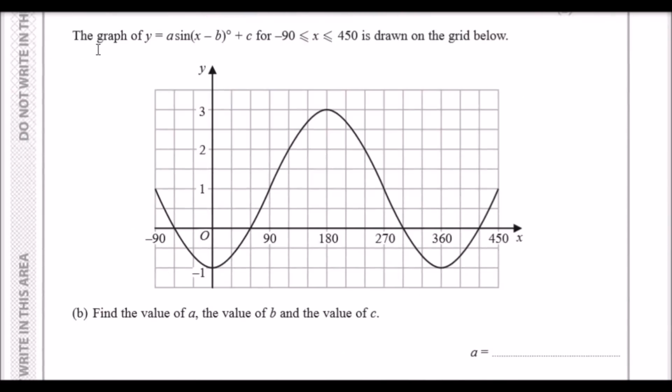Okay, so the graph of y equals a sine(x minus b) plus c for this given curve is drawn in the grid below. And here they want us to find the values of a, b, and c. First things first, with a sine wave, you can see clearly that the range is locked between 1 to -1, and it goes back from 90, 180, 270, and 360.